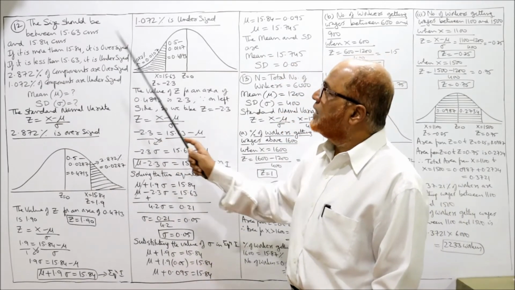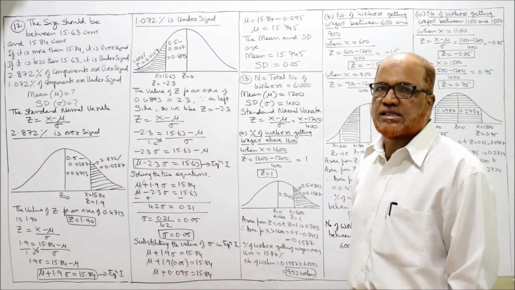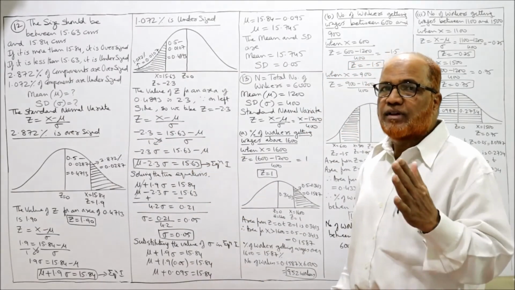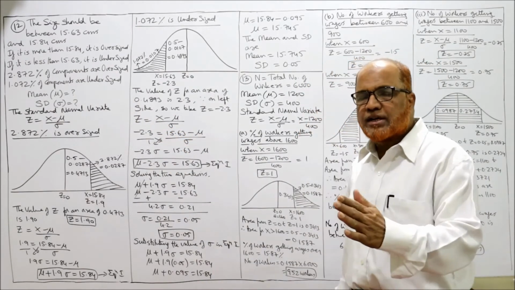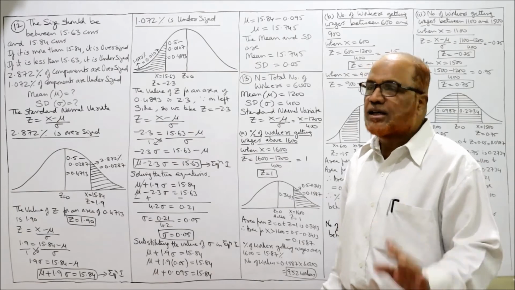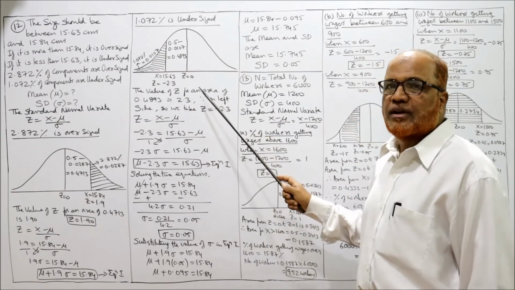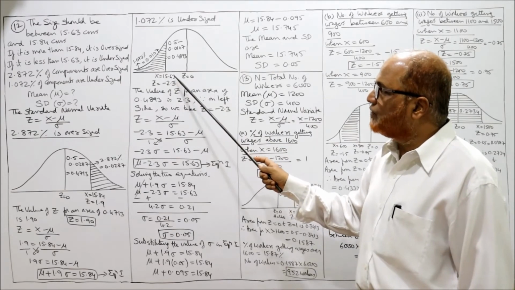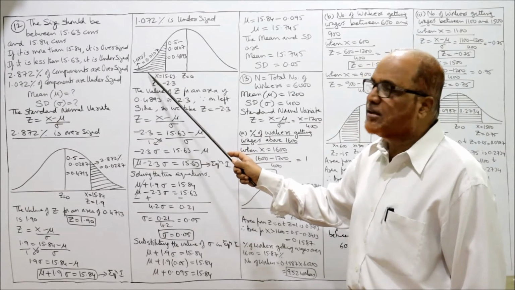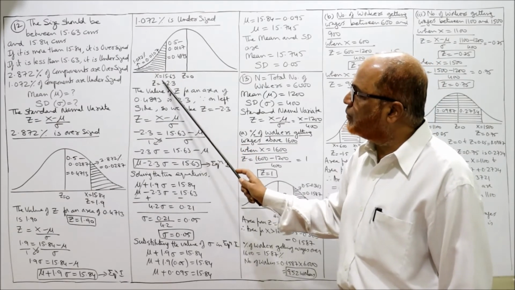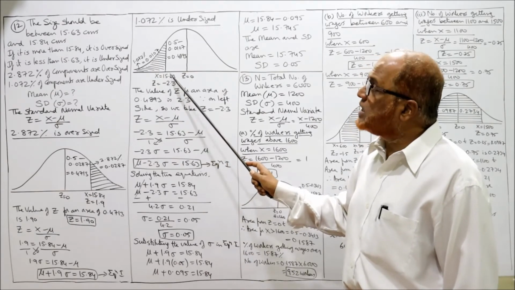Now second, 1.072% of components are undersized. When will it be undersized? When the size is less than 15.63. So again we draw the normal curve. On the left side, x is equal to 15.63. Whatever is less than 15.63 is undersized. The shaded area is less than 15.63. What is the percentage given?